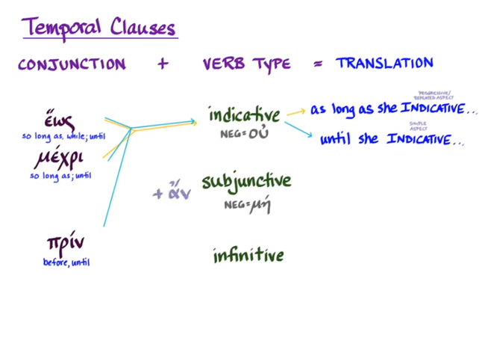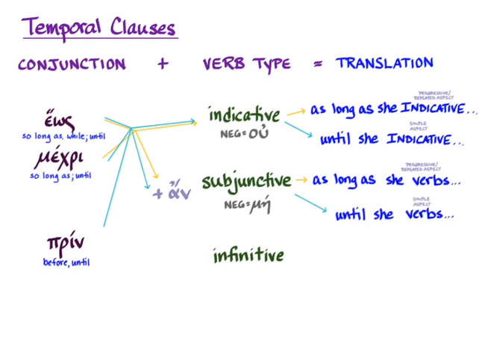Add an on, and heos or mechri can mean as long as she verbs, if that's a progressive or repeated subjunctive. And it can mean until she verbs if it's any of the three conjunctions with an and a simple aspect subjunctive. And then, of course, prin with the infinitive can mean before verbing or before she verbs.